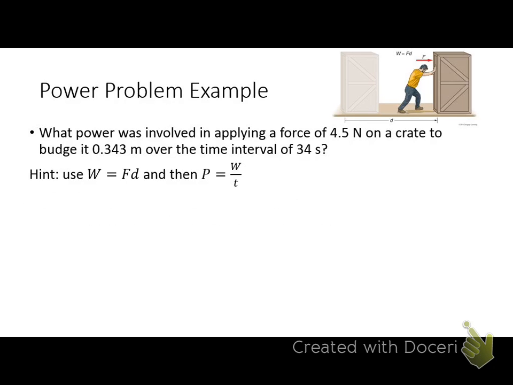All right, so back to this poor person moving this box. So here we have the force he's applying. Let's see, look for the newtons. It's 4.5 newtons. The distance he's relocating that box is 0.343 meters. The time he's going to take to accomplish that task is 34 seconds. And we're supposed to come up with the power.